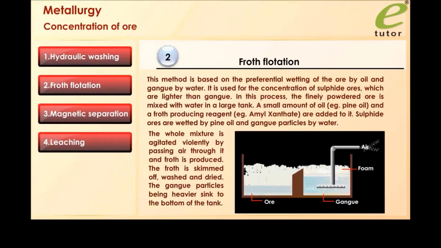Froth flotation. This method is based on the preferential wetting of the ore by oil and gangue by water. It is used for the concentration of sulfide ores which are lighter than gangue. In this process, the finely powdered ore is mixed with water in a large tank. A small amount of oil, for example pine oil, and a froth-producing reagent, for example amyl xanthate, are added to it. Sulfide ores are wetted by pine oil and gangue particles by water. The whole mixture is agitated violently by passing air through it, and froth is produced. The froth is skimmed off, washed and dried. The gangue particles, being heavier, sink to the bottom of the tank.